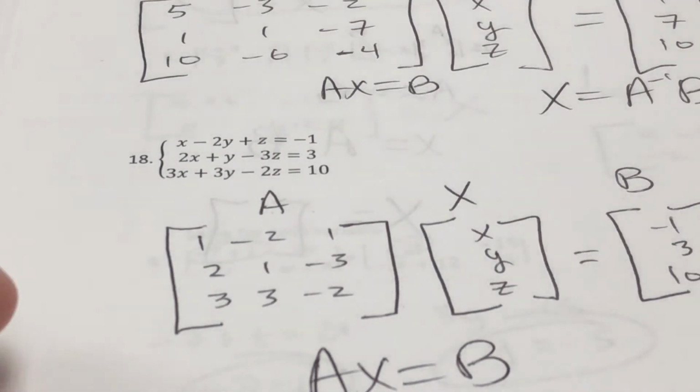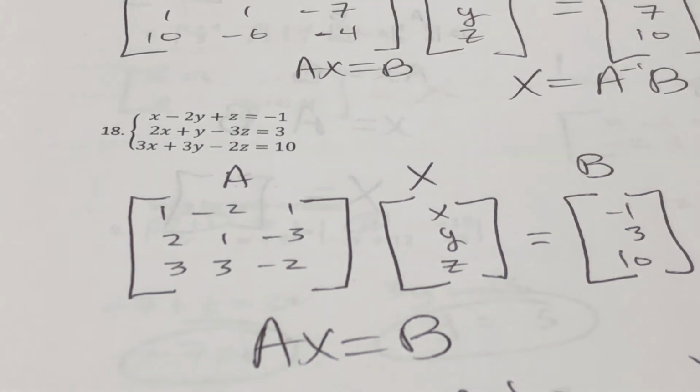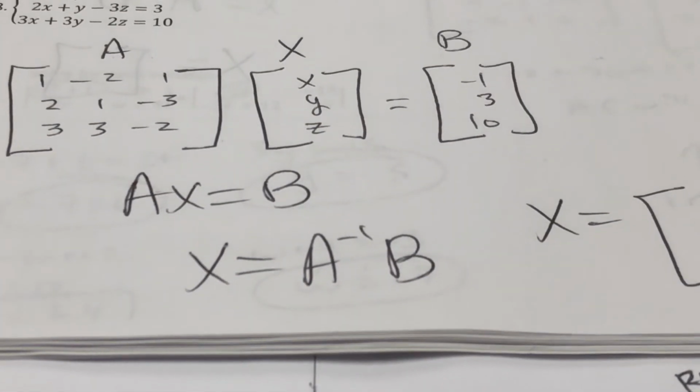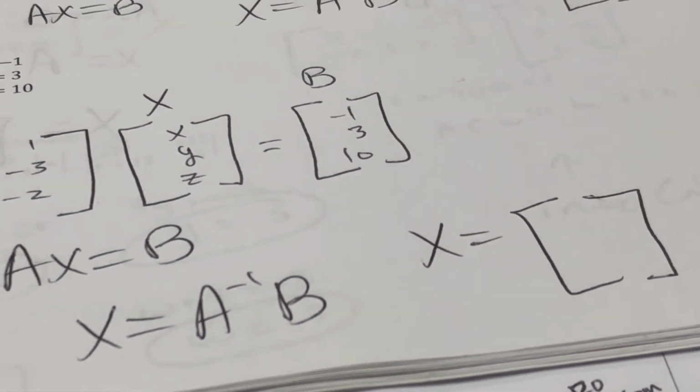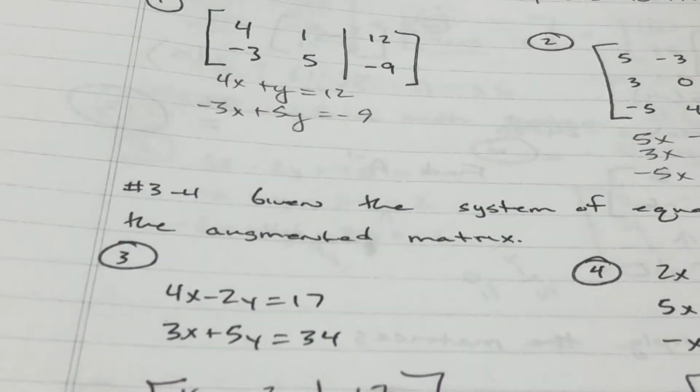And on 18, there's matrix A, there's matrix B. Again, you write A times X equals B. You definitely need X equals A inverse B. You definitely need to write that. Again, if you want, you come after school to borrow one of my graphing calculators.